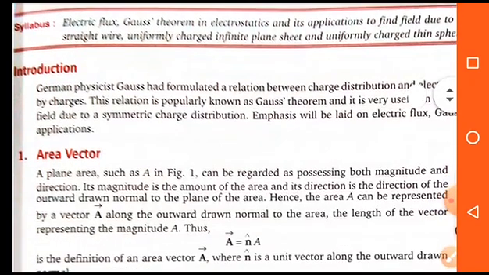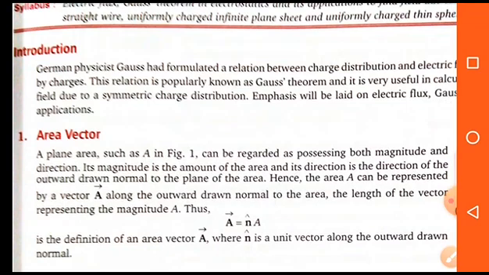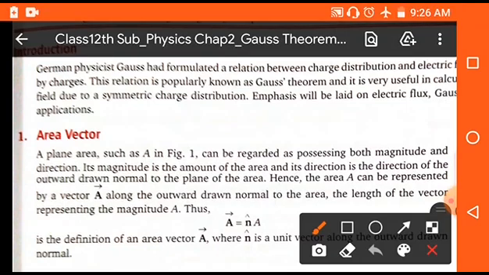The first topic is area vector. What is area vector? As we know that vector quantities have two things: first, magnitude, and second, direction. So in the same way, area vector is also defined as the product of magnitude of area and the unit direction of area.